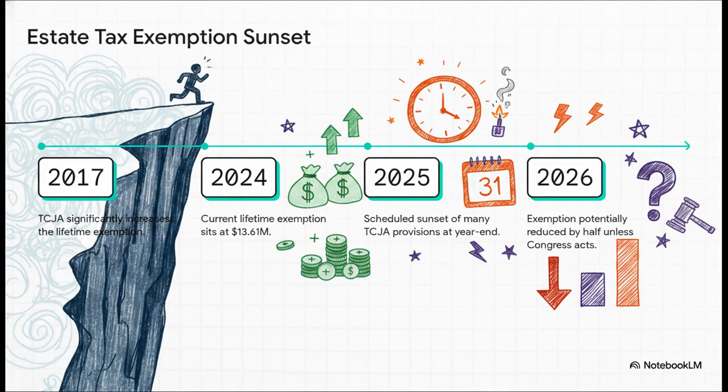But there's a looming cliff for high net worth clients that you need to be aware of. Back in 2017, the Tax Cuts and Jobs Act significantly increased this lifetime exemption. So right now, in 2024, it sits comfortably at that 13.61 million mark. But look at 2025. There's a scheduled sunset of many of those TCJA provisions right at the end of the year. So unless Congress actively intervenes, in 2026, that generous exemption will be slashed by roughly half. This right here is why tax planning isn't just about the present. It's about anticipating these legislative time bombs for your clients.